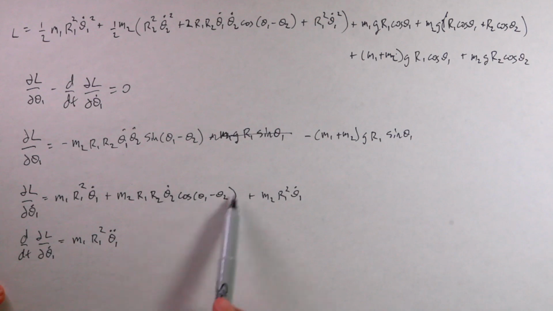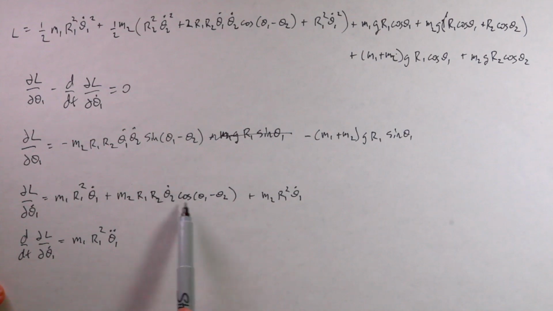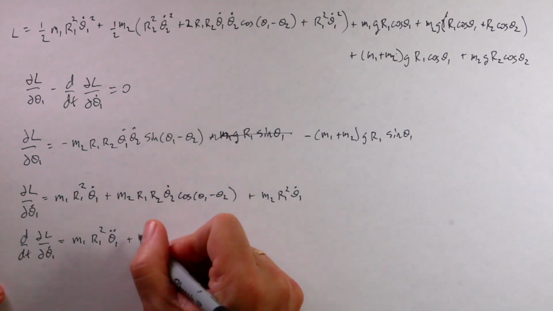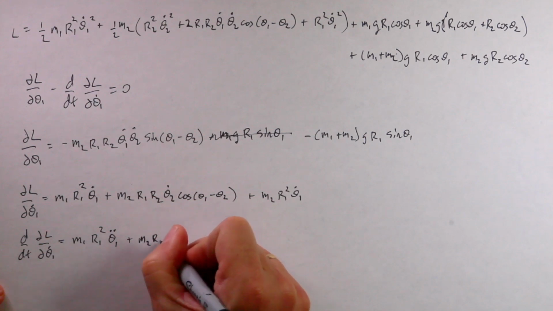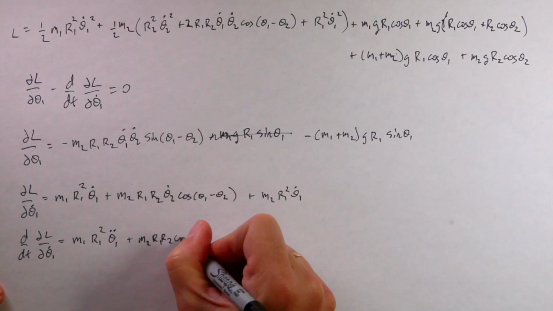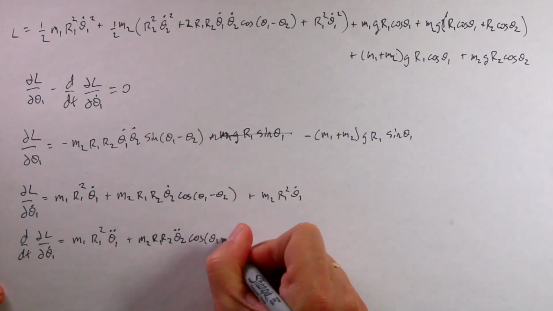Theta 2 dot and this cosine term. So I need to take the derivative. What's that? The product rule, right? So I need to take the derivative of this times that stuff plus the derivative of this times that stuff. So I get two terms. So I get plus, I'm going to do this one first, M2 R1 R2 times the derivative of theta 2 dot, which is theta 2 double dot, cosine of theta 1 minus theta 2.